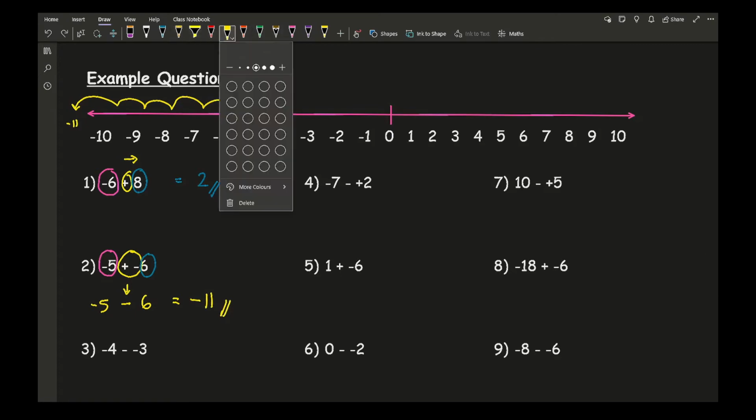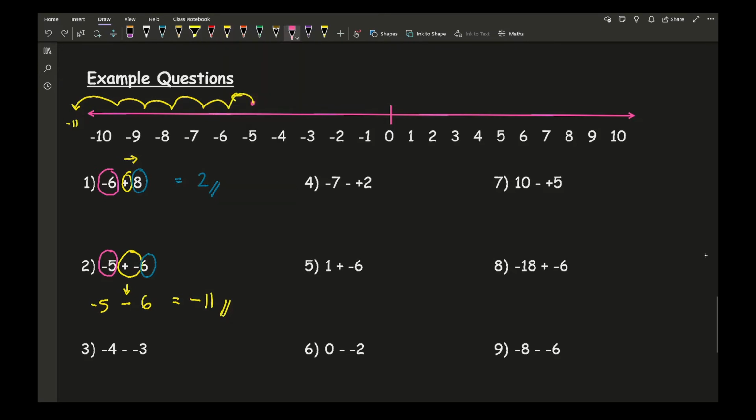So again, I'm going to circle my key components. Here I've got -4. I've got my digit at the end, which is the 3. And I'm going to circle the symbols in the middle. Rewriting this, I've got -4. Now the symbols in the middle, I've got 2 symbols and they're both the same. So that's going to turn into a plus. And then I've got +3.